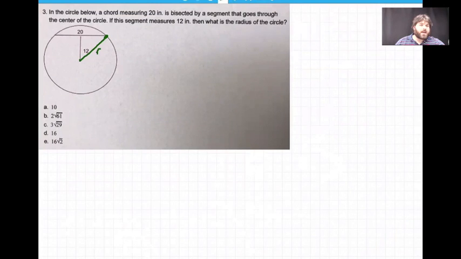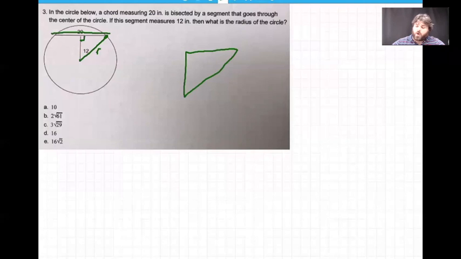this line segment that connects the chord is perpendicular, okay? That means we have a right triangle, okay? Now, if we have a right triangle, since this entire length is 20, that means half of the length is 10, right? We're just talking about this side of this triangle. So that side is 10, we've got a right angle. We know that this line segment was 12. The question is, what is the radius of the circle?